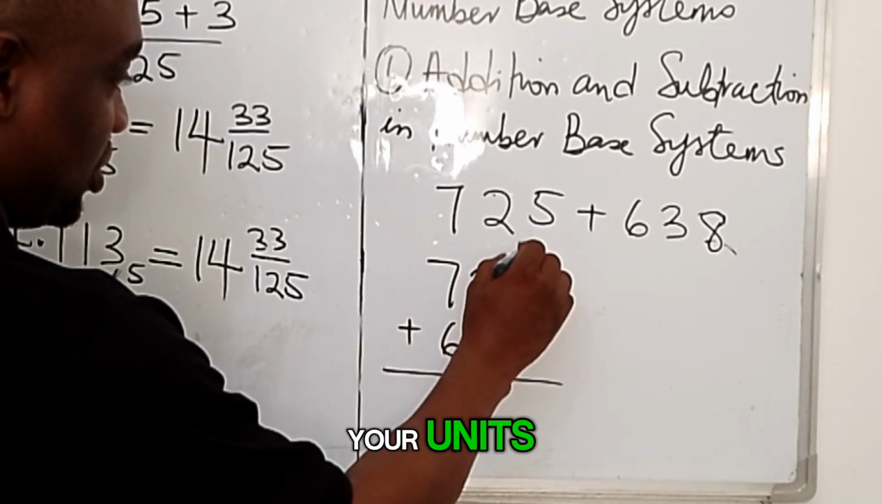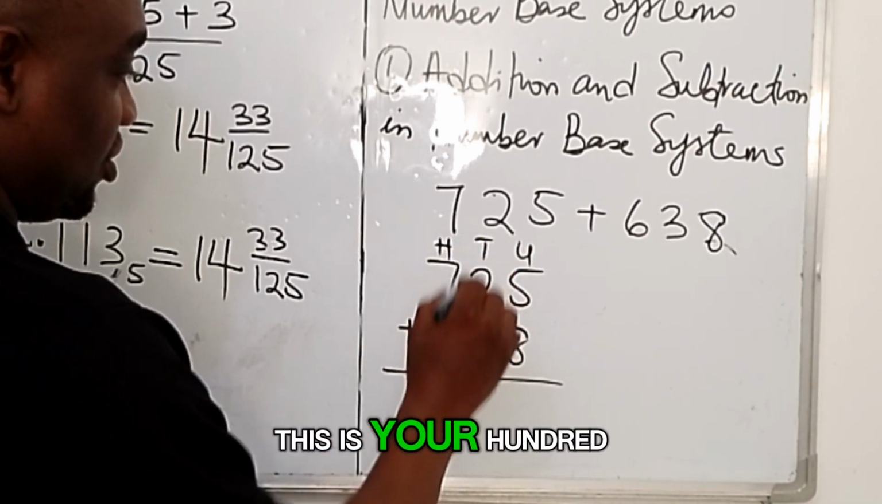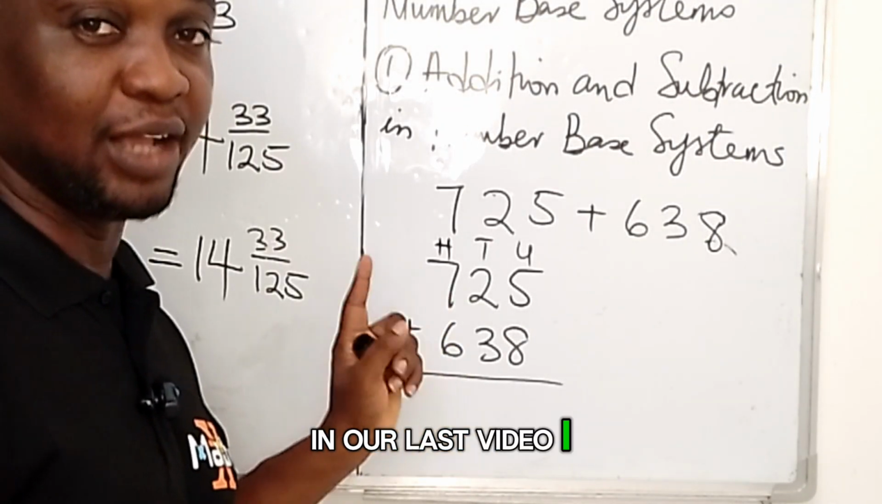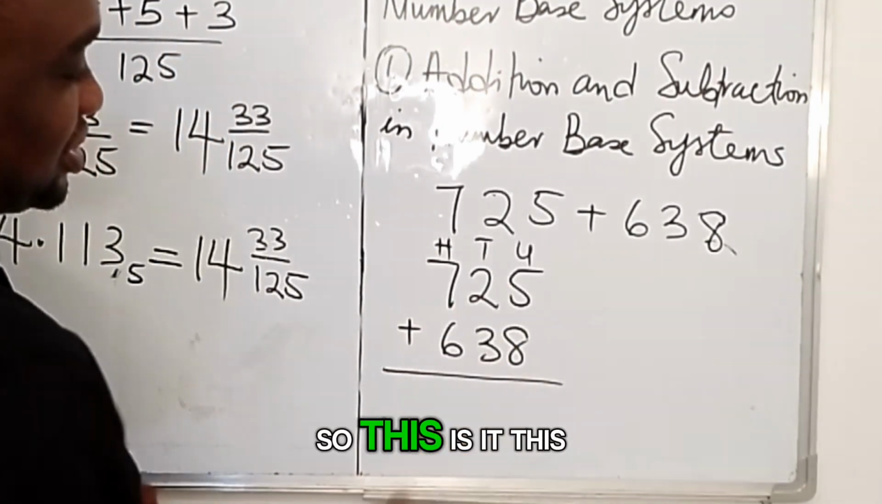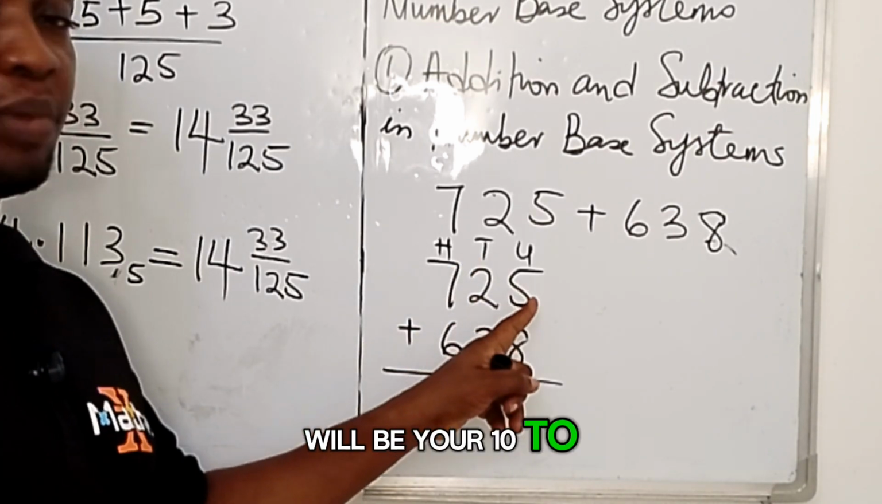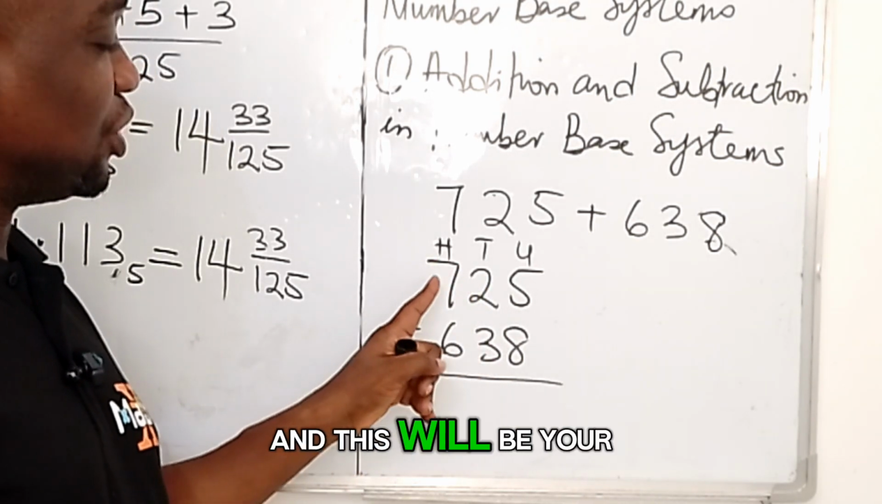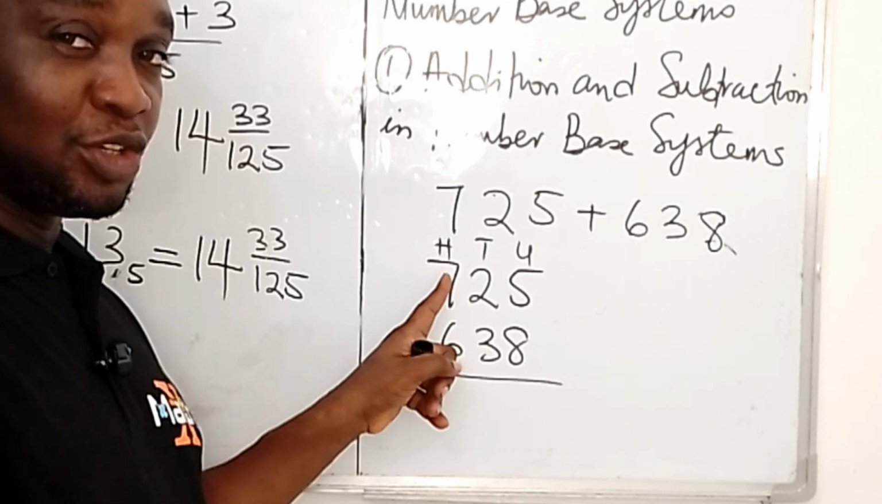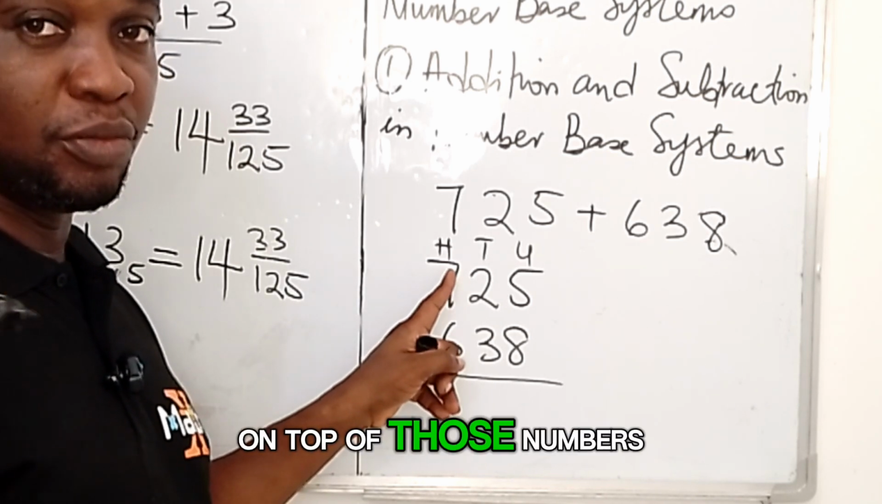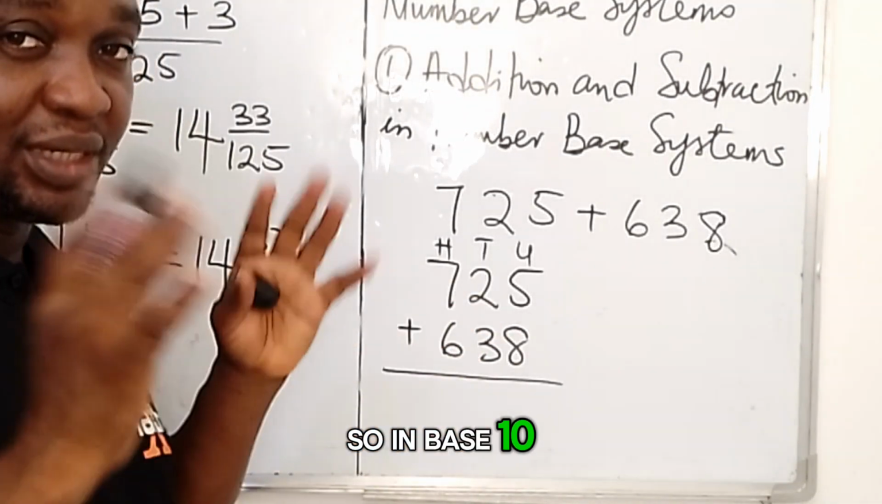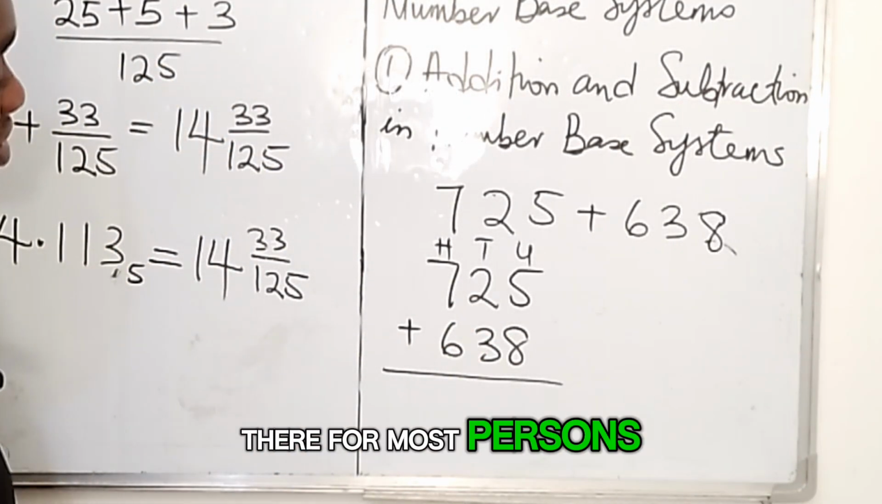I know this is your units, this is your tens, and this is your hundred. In our last video, I talked about place value. So this will be your 10 to power 0. This will be your 10 to power 1. And this will be your 10 to power 2. The superscripts I was putting on top of those numbers. So in base 10, it's a bit clearer for most persons.